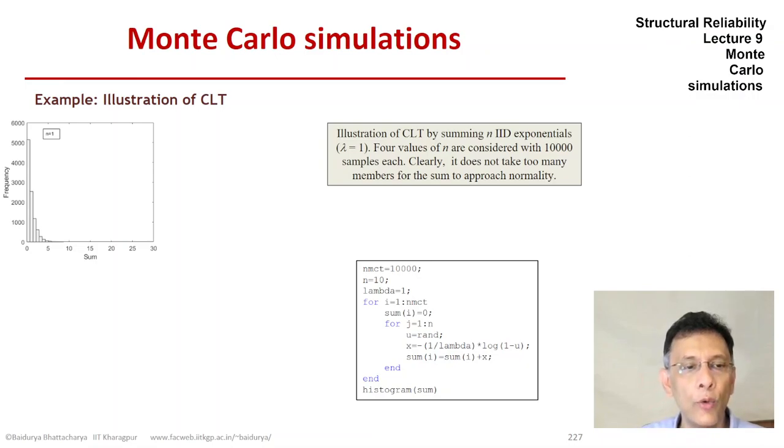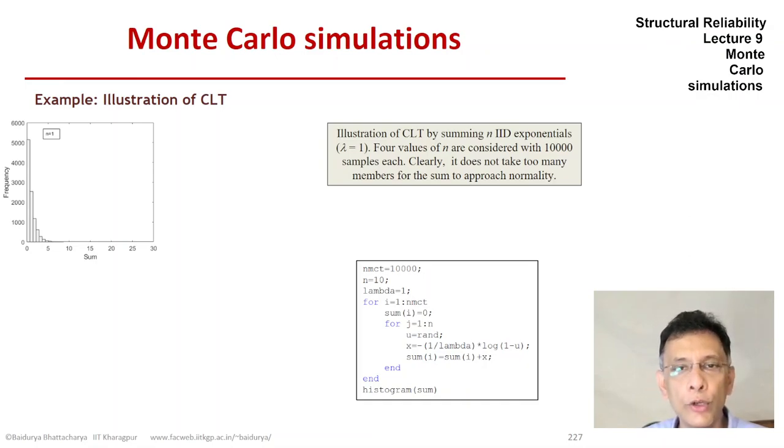We run that n times, and for each j we simulate one exponential, as you can see, and then sum those n values of exponential deviates. Then we look at the outer loop, which is the for loop on i. So we repeat that n MCT times. n MCT here, as I already said, is 10,000. So let's see what would happen for different values of n.